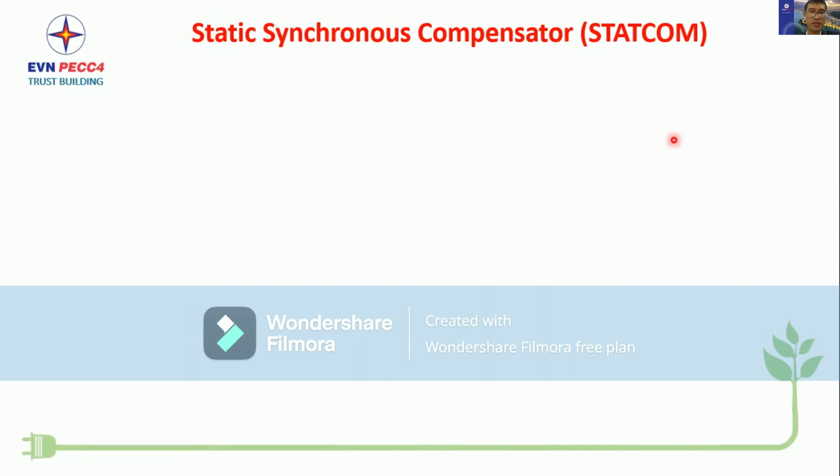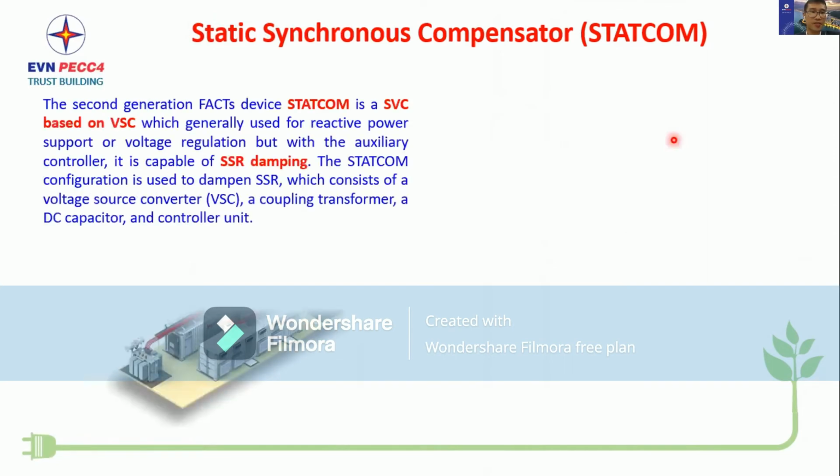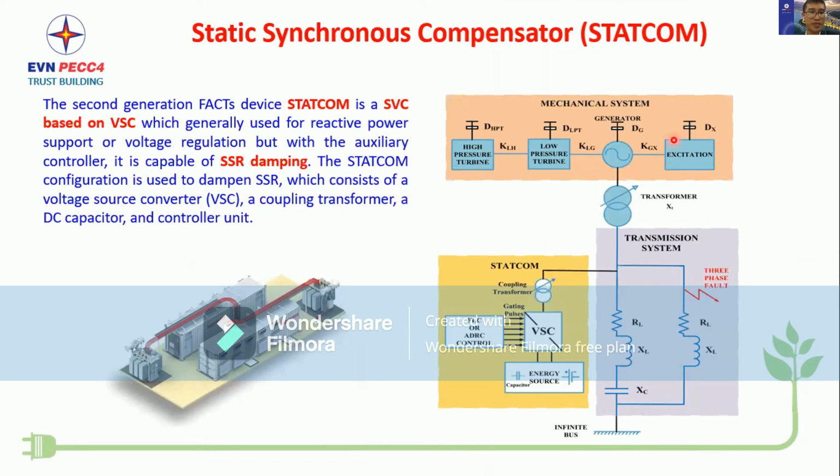The second solution is using STATCOM. A STATCOM is a FACTS device based on voltage source converter, which is generally used for reactive power support or voltage regulation. But with the auxiliary controller, it is capable of SSR damping. And the STATCOM's configuration for damping SSR consists of a voltage source converter, a coupling transformer, a DC capacitor, and a controller unit.